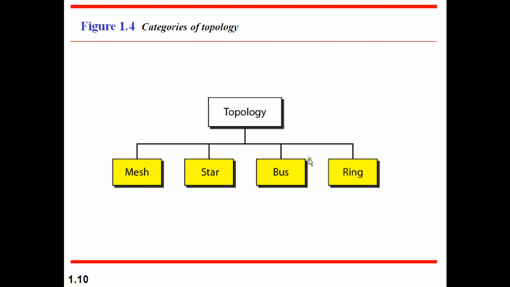Now moving to data communications. The term physical topology refers to the way in which a network is laid out physically: how one or more devices connect to a link. Two or more links form a topology. The topology of a network is a geometric representation of the relationship of all the links and linking devices to one another. There are four basic topologies: mesh, star, bus, and ring.